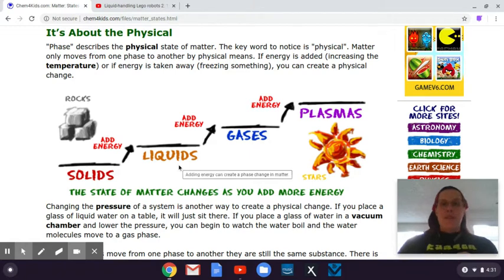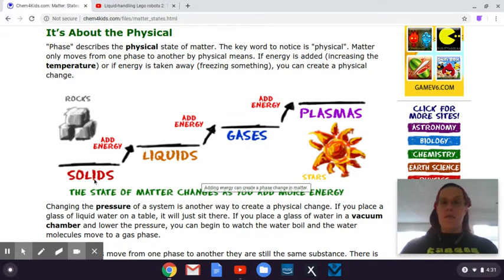All right, so let's just look at this real quick, because this could be somewhat confusing. This looks a little bit easier. Solids: you take solids, you add energy, it becomes a liquid. You add energy, it becomes a gas. You add energy, it becomes a plasma. See, that's pretty much how it works.